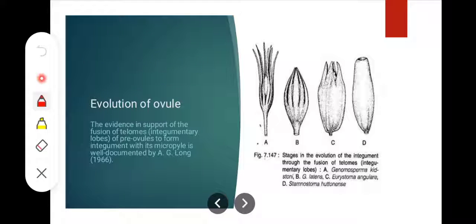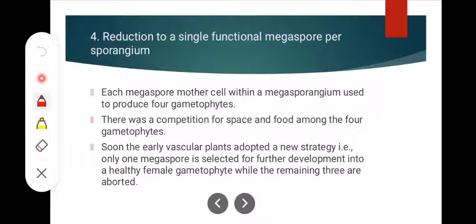Okay, so the next is evolution of ovules. As I told you, the evidence is supported in the field of telomes. Telome is an integumentary lobe, and the integument with the microphylls is well developed, by A. G. Long in 1966. You can see this is A, B, C, and D. And here are the species names that are shown in this diagram.